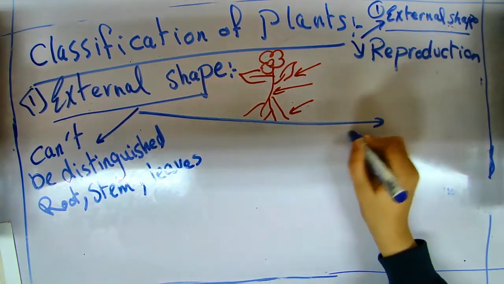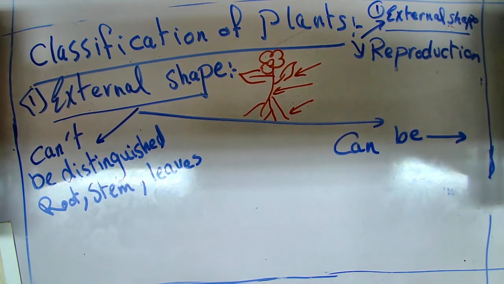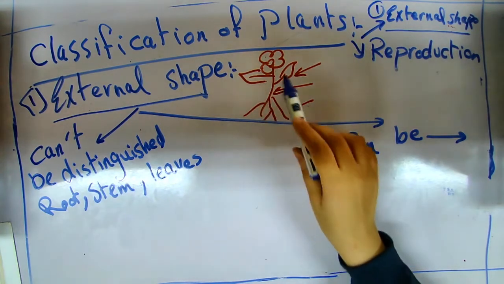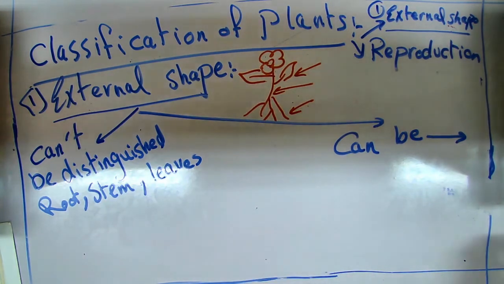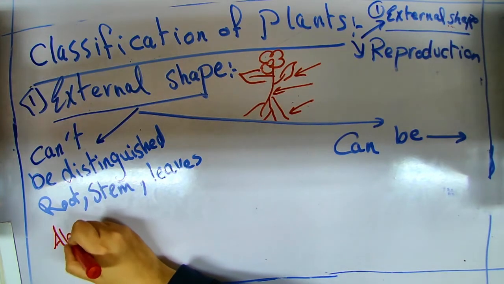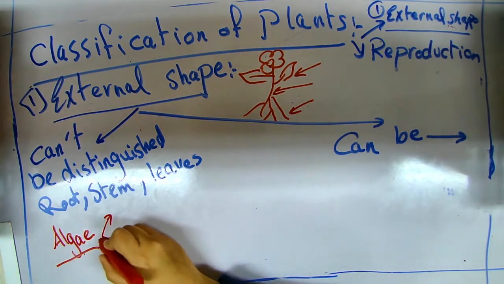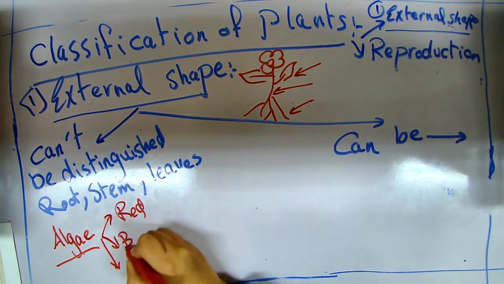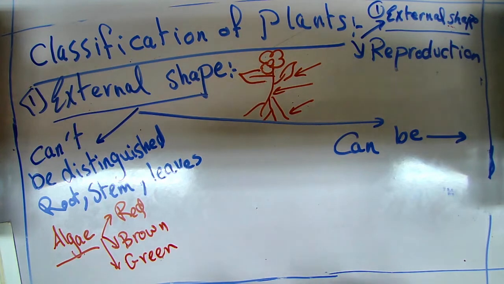And some other plants can be distinguished into roots, stems, and leaves. Some plants can't differentiate between root, stem, and leaves. All of them have the same shape, like algae. In the sea, you will see the algae, with its three colors, which are red, brown, and green algae.